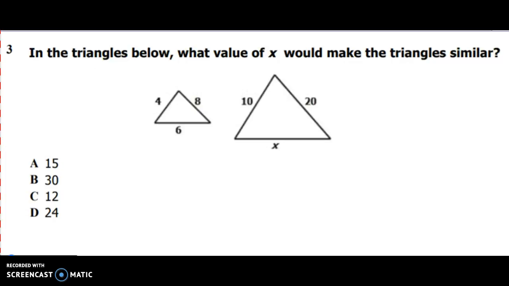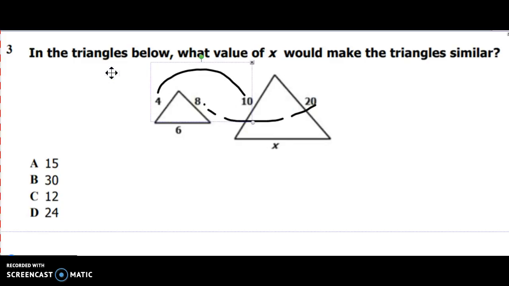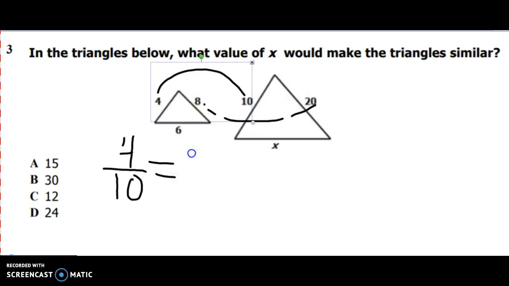You've got two triangles. You want to know what value of x would make the triangles similar. So I'm going to look at how they're placed. So I've got 4 is going to compare to 10. 8 is going to compare to 20. So when we look at these and try to figure out exactly what's going on, we have 4 over 10. If I reduce that, 2 will go into both of them. That gives me 2 over 5.